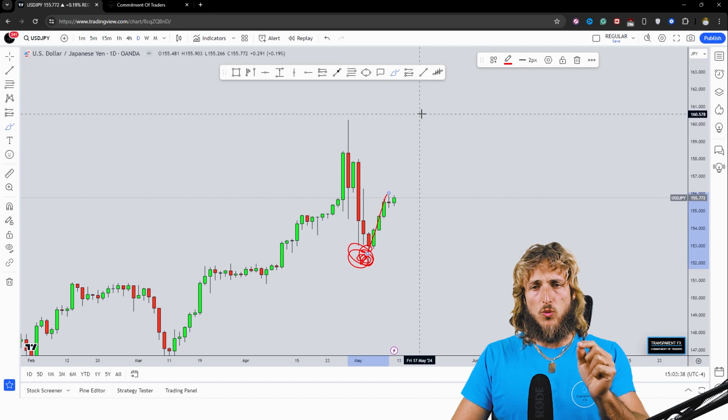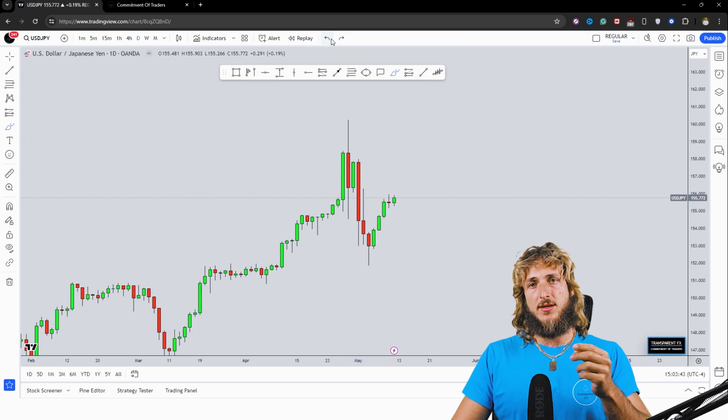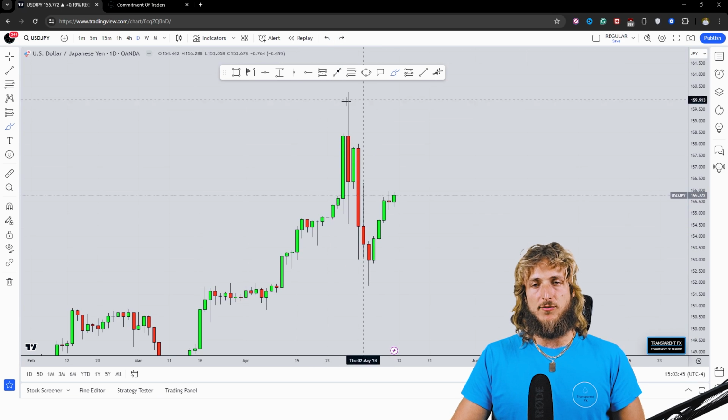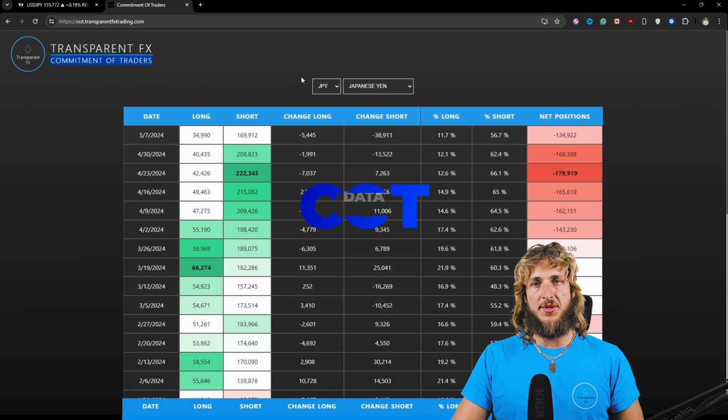However, at the moment, what do we have? And we could be looking for the next potential move. Now, at the moment, before we dig deeper into what we have from a technical perspective, first, let's go and see what we have when it comes to the commitment of traders.